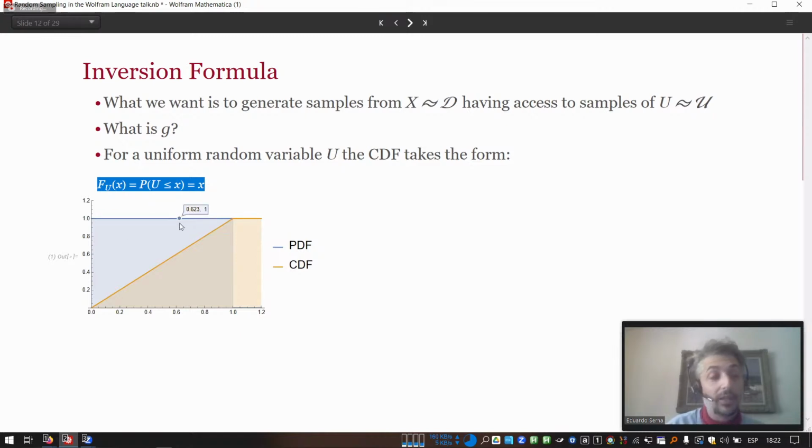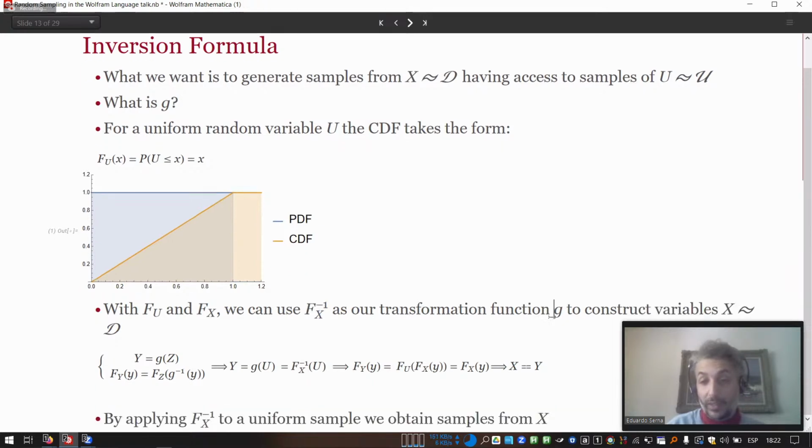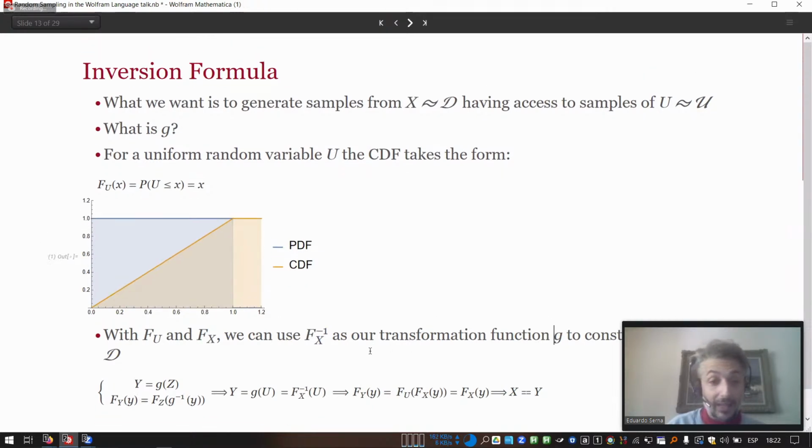That's what uniform means. And the integral of that, the CDF, is essentially the linear function x with slope 1. So once we have access to the CDFs of U and the one we're looking for, x, we can use the inverse of x, the inverse CDF of x, as a transformation function G to construct variables that are distributed as x.